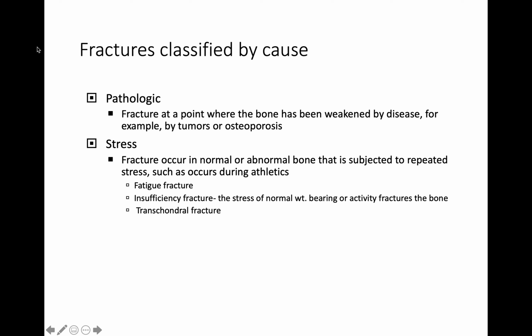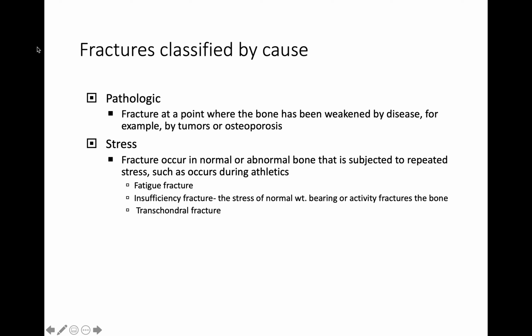So what that means is a stress fracture occurs in normal or abnormal bone that is subjected to repeated stress, such as occurs during athletics. So fatigue fracture is caused by abnormal stress or torque applied to a bone with normal ability to recover. Fatigue fractures usually occur in individuals who are engaging in new activity that's both strenuous and repetitive, such as joggers, skaters, dancers, military recruits during that initial phase that they go through.